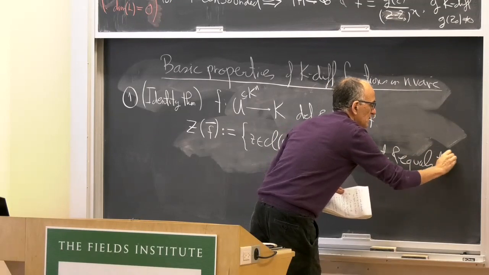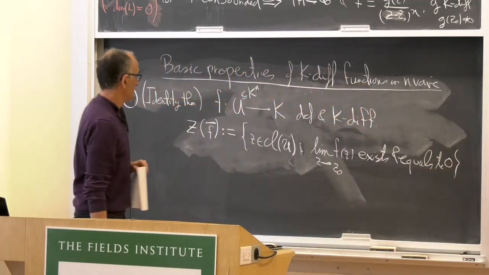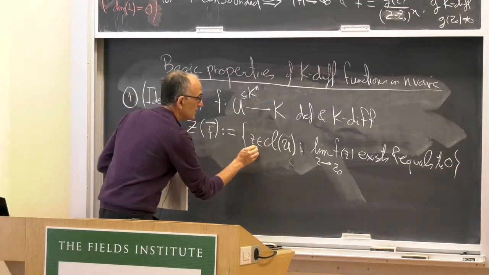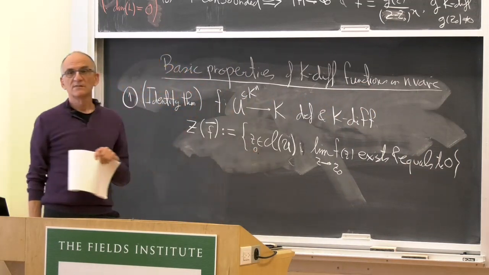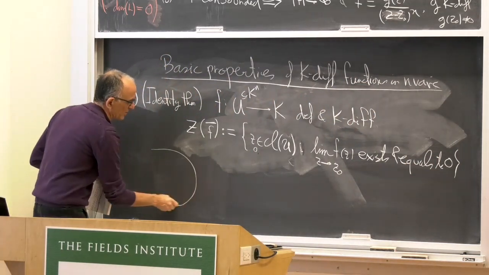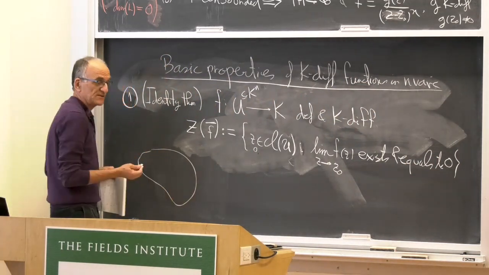So that should be z0 in the closure. Sorry? It should be the z0 in the closure of U. Z0, yes, thank you. You look at all the places on both the sets. Of course, on the set, it just means that the function is 0.